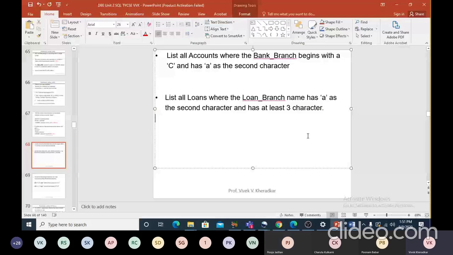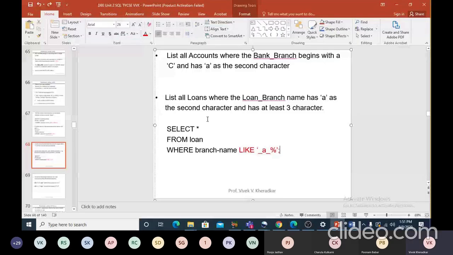Now see here why the first underscore is there: because the requirement is for the second character, you don't know the first character. That's why any character is underscore. The second is confirmed as A, and at least 3 characters means there are 3 characters out of which A is already given. So that's why underscore A underscore percentage. And why percentage? Because of at least 3 characters.